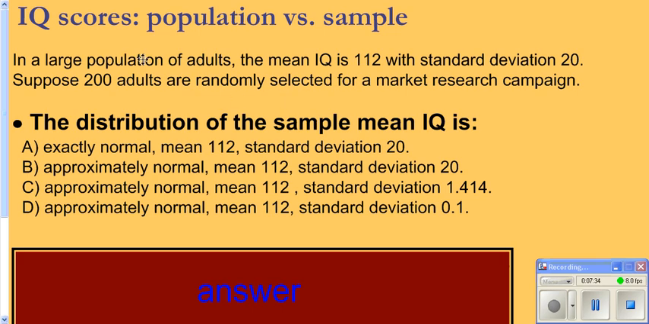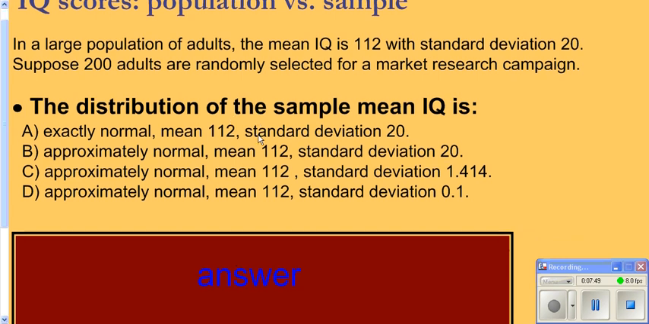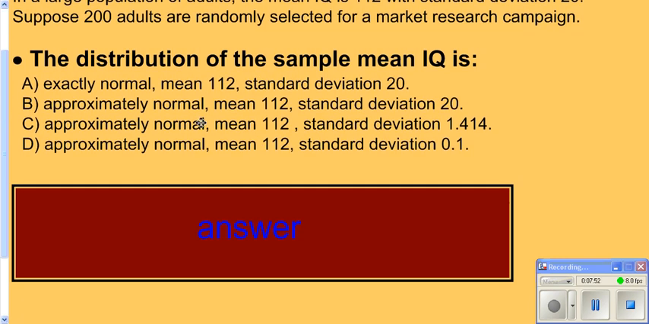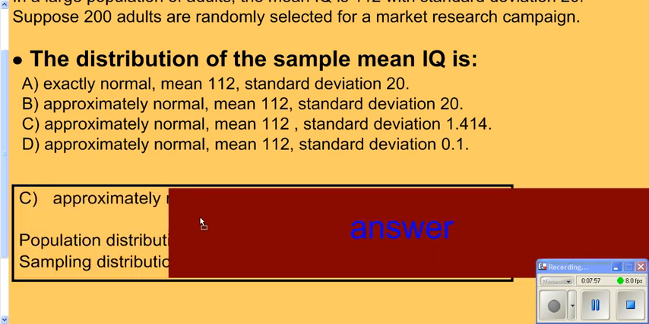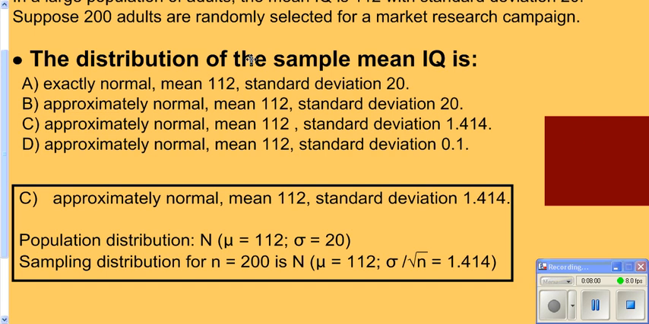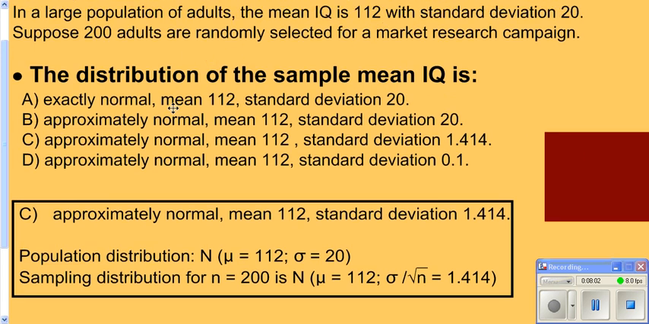So, suppose we have a large population. We know the mean is 112 and standard deviation is 20. Suppose we took 200 adults randomly and we built a sampling distribution. What would you expect your mean and your standard deviation to be? Well, you're going to expect it to be approximately normal. Your mean up here was 112. That's going to match the mean of your sampling distribution, and they all had that. Your standard deviation, though, is going to be a 1.414.